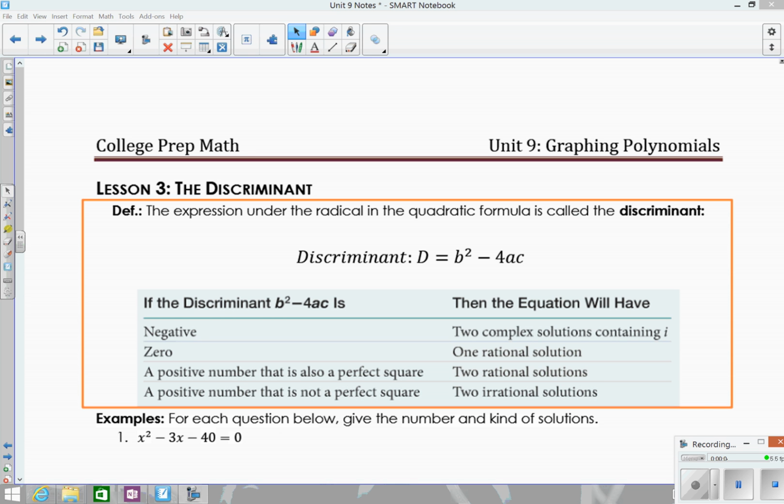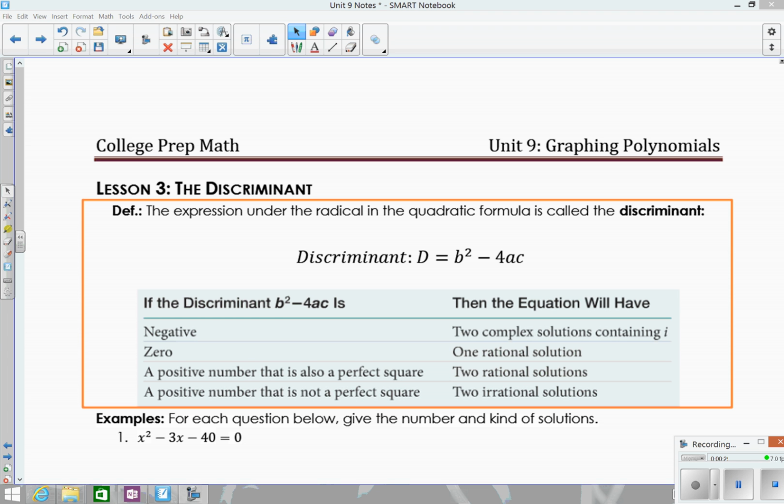In lesson 2, we looked at x-intercepts and zeros of polynomials, and we discovered that whenever you have real zeros, those are the x-intercepts of a polynomial. But if you have complex zeros, that means you don't have any x-intercepts, or those zeros do not show up as x-intercepts. So now what we're going to look at in lesson 3 is something called the discriminant.